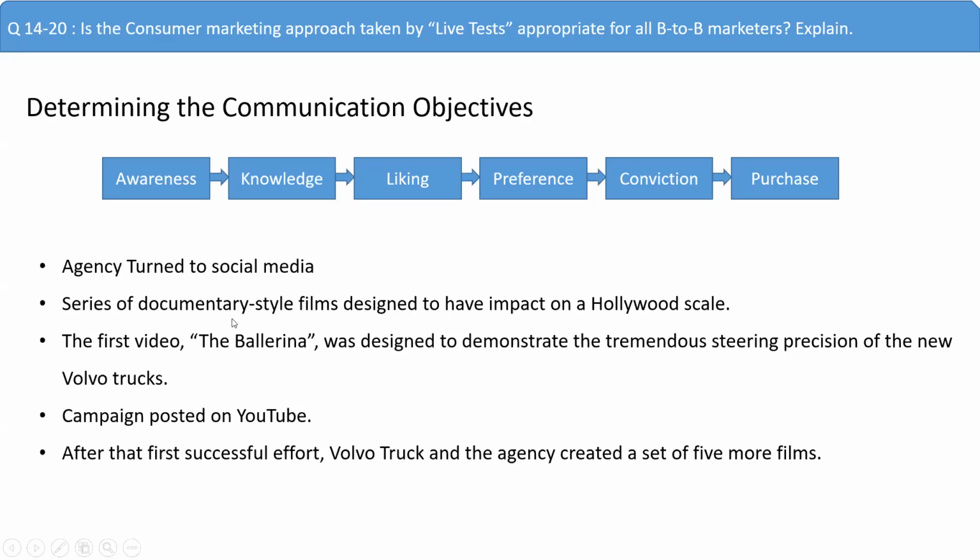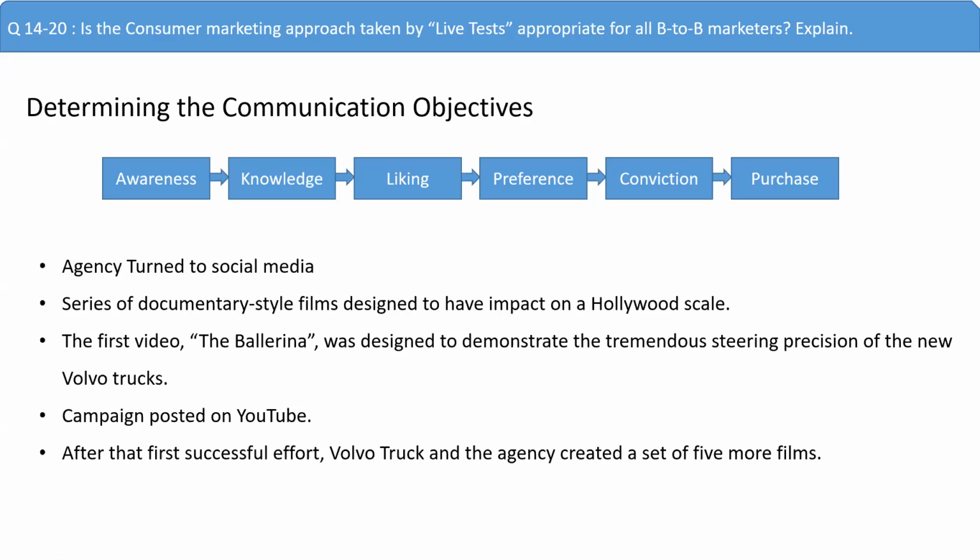They designed a series of documentary-style films with Hollywood-scale impact. The first video is the Ballerina. This one was designed to demonstrate the tremendous steering precision of the new Volvo truck. It became very popular and got a lot of likes on social media and YouTube. Then they made the campaign posted on YouTube.